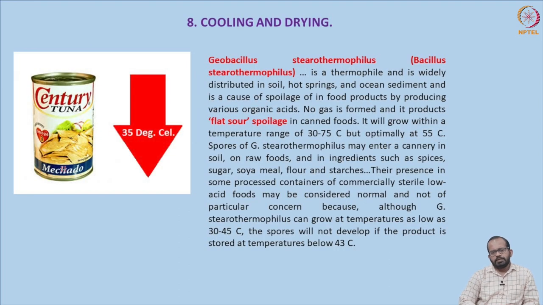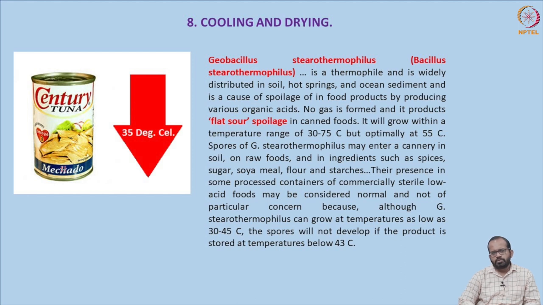And cooling and drying is one of the very important stages, because rapid cooling has to be conducted to a temperature of 35 degrees Celsius, because of the presence of Geobacillus stearothermophilus. It is a thermophile widely distributed in soil, hot springs and ocean sediments, and it causes spoilage of food products by producing various organic acids, and no gas is formed, so it creates flat sour spoilage. It will grow within a temperature range of 30 to 75 degrees Celsius, but optimally at 55 degrees Celsius.